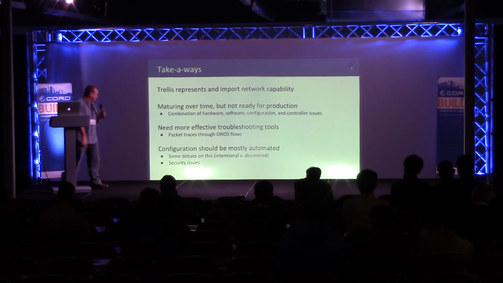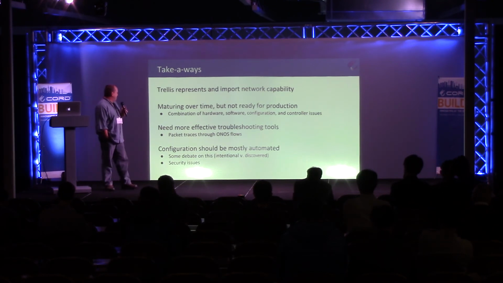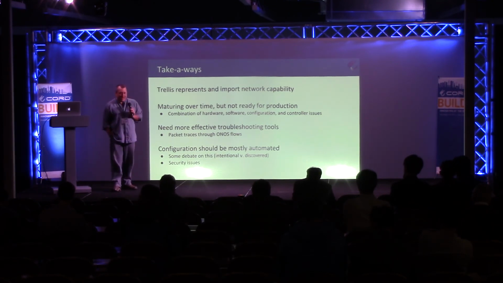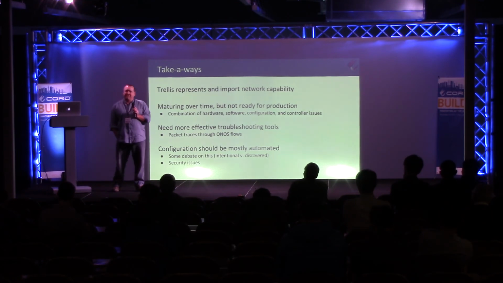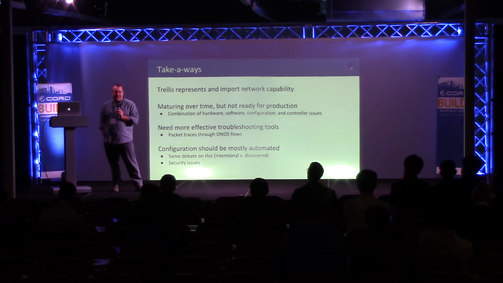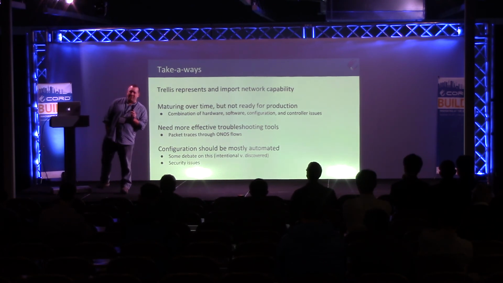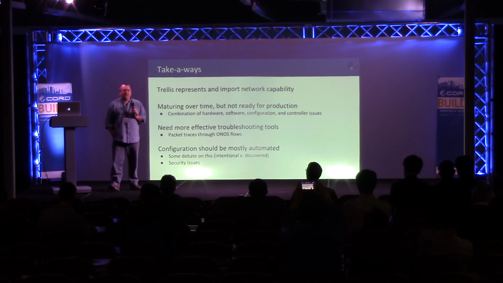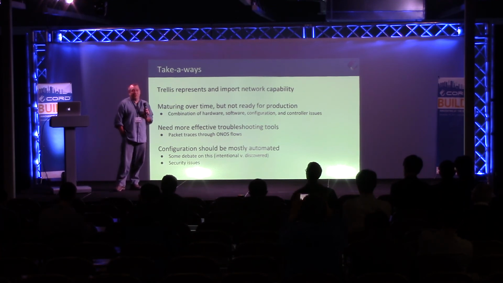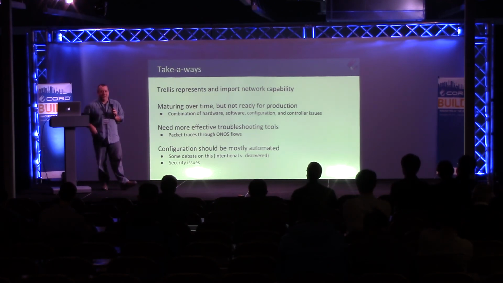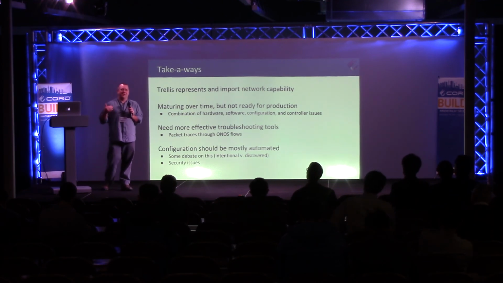And we talked about configuration should be mostly automated. There is some debate about that. I've always been on the side of discover what's on the network, hook it into the fabric. There are some legitimate security concerns about that, where they say, no, it should be an intentional connection to the fabric. And through XOS, I think you could do either one through policy. And so that just needs to be implemented. But again, I want to get to a point with Trellis where it's there, it works, I don't have to think about it.